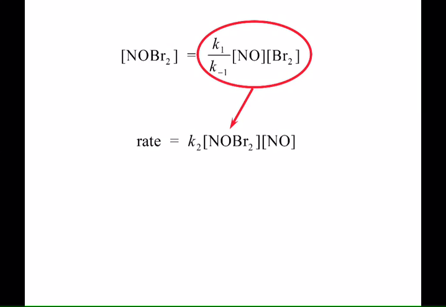I'd probably add a little subscript there. Do you guys recognize this is what we came up with? This is our rate 2 from our second elementary step. When I substitute that in, it looks like this. Combine my K's together. So I have K2, K1 over K-1, where those are the rate law constants for your second elementary step, first elementary step in the forward direction, and first elementary step in the reverse direction. I bring down now my Br2 times NO.